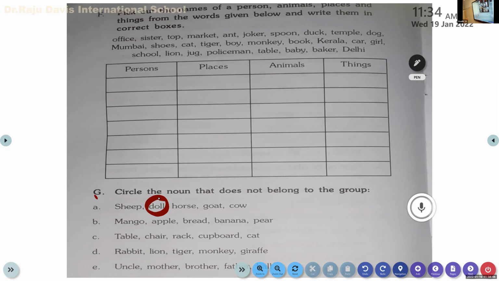Have you understood? When you do something, you should reason it out. So doll is a thing and all the others, sheep, horse, goat, and cow, are animals. That's why we are asked to identify the noun that does not belong to the group. Okay. Very good, Elhena.